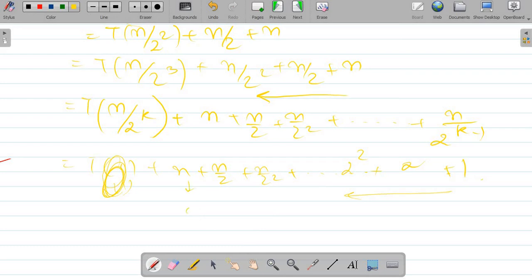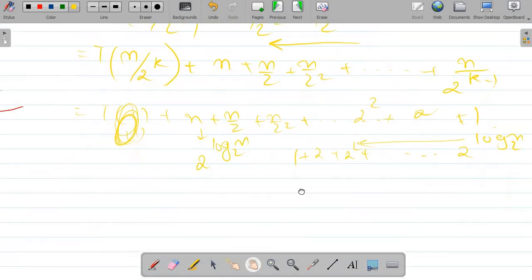And this is nothing but 2 to the power log n base 2, because for k this is done for k number of steps. So the equation that we have is 1 plus 2 plus 2 square and so on up till 2 to the power log n base 2.